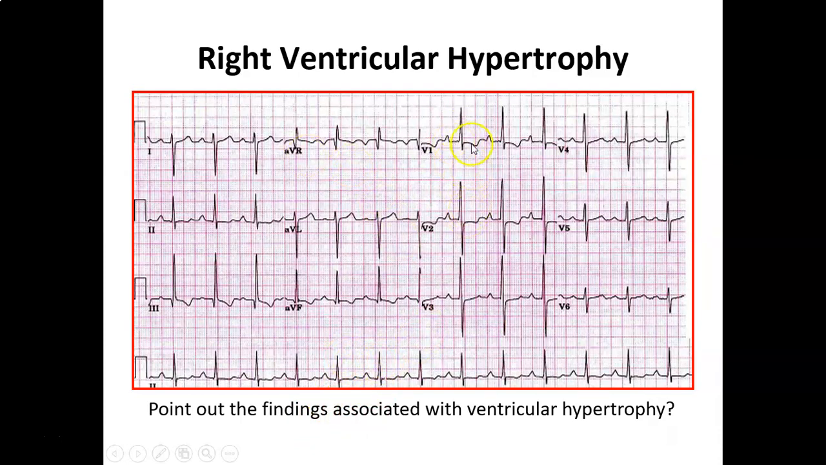Look at V1 and V2, right? The R wave is tall, more than 7 mm, and there's a deep S wave in V6. So this is right ventricular hypertrophy. There is additional right atrial enlargement as well and right axis deviation too. But just focus on the ventricular hypertrophy.